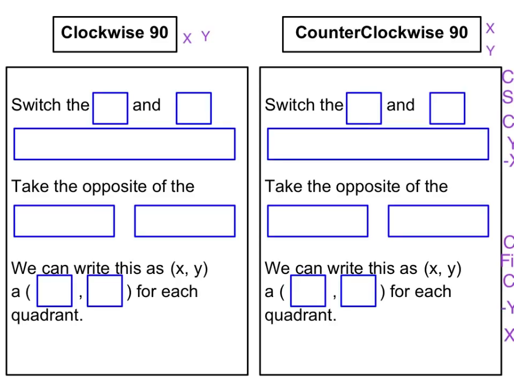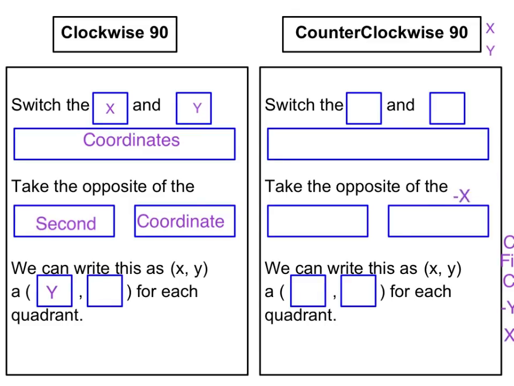So first off, when we're talking about clockwise, the first thing you're going to do is switch the x and the y coordinates. Then you're going to take the opposite of the second coordinate. So for example, if you had coordinates written as (x, y), you're going to flip them, so you write them as (y, x), and you take the opposite of the second coordinate. Since the second coordinate is positive x, it's now negative x, because that's the opposite.